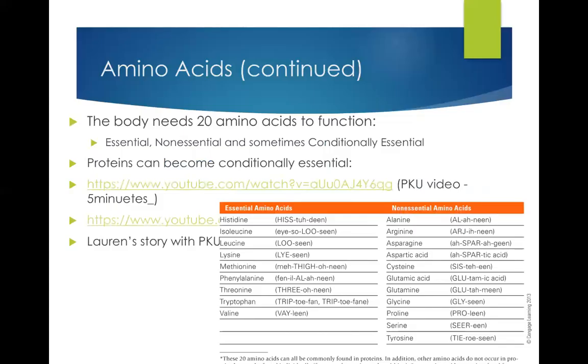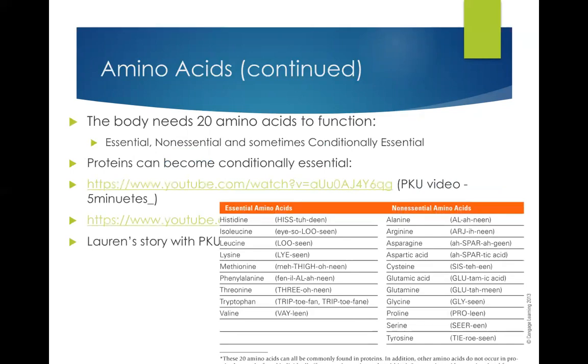The body needs 20 amino acids to function. However, we can produce some of these ourselves. 11 of them we can produce ourselves. 9 of them are considered essential, meaning we cannot produce them ourselves. We have to get them from diet.